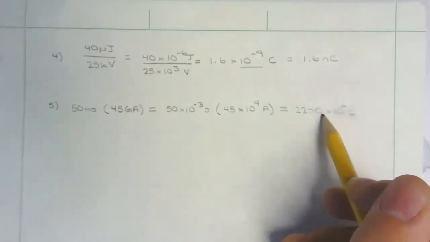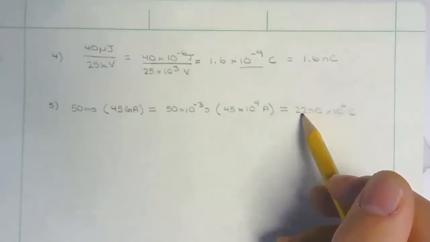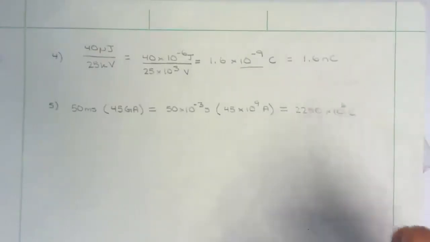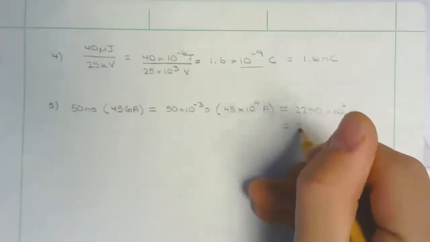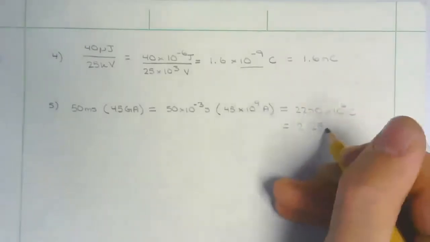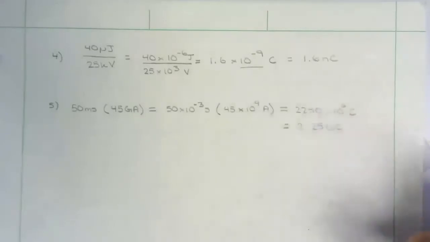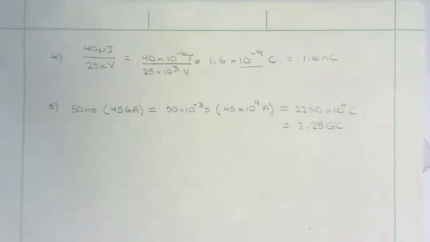Or if we move this, we move it 1, 2, 3 places. So that's going to be 10 to the 9. So this is also 2.25 gigacoulombs. And what I meant by giga, when I was talking about a processor, is that it runs at, or overclocks to, 4.2 gigahertz. That's 4.2 times 10 to the 9 hertz.